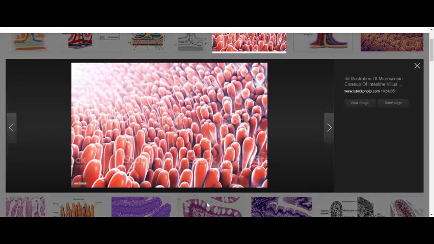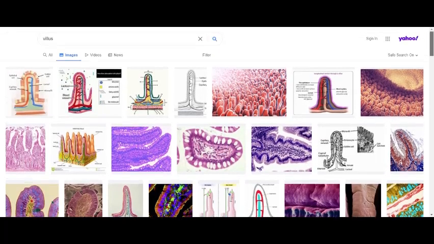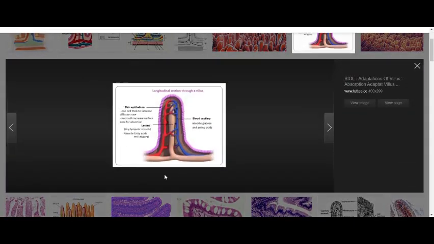I just want to show you the structure of one of these villi. If we magnify it under the microscope, that is what you usually see. And then I just pick one of these photos. I think this is good.